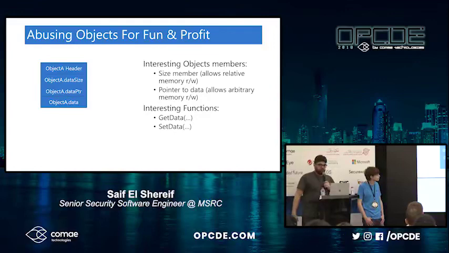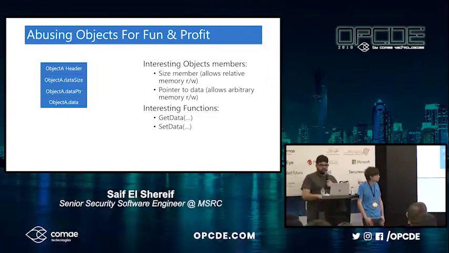The next one is a pointer to data. If that object has a data pointer member, a pointer that points to a certain location in the kernel memory for a string or for any kind of data like bitmap bits, you can overwrite this pointer. Then whenever you're reading and writing from that object, you'll be able to read and write from any controlled memory location, thus arbitrary read and write.